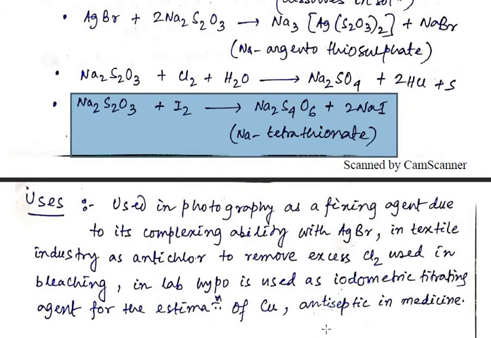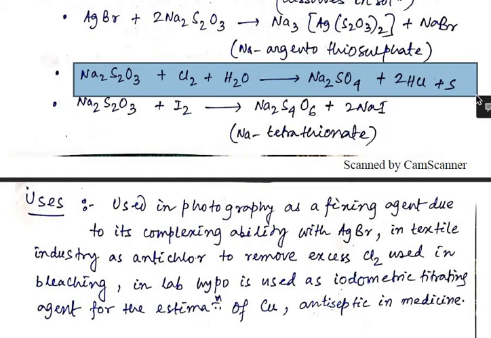Okay, so in the textile industry, the Na2S2O3 is actually used as an anti-chlor agent to remove the excess amount of chlorine. So for this, the reaction is very important. You can see this reaction, that Na2S2O3 can react with the Cl2 with the formation of sodium sulfate plus HCl plus sulfur.